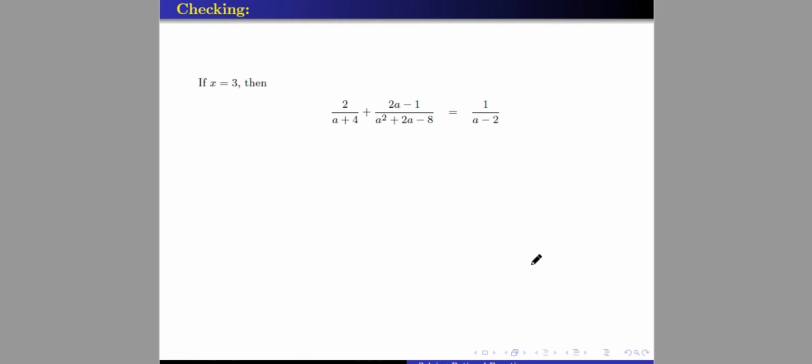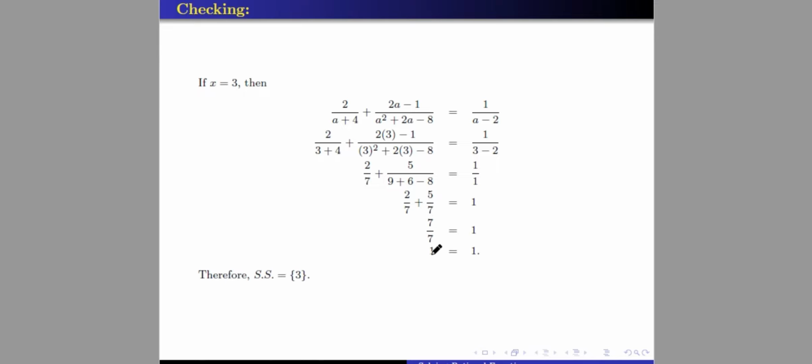So again, we need to check. So by substitution, we have this. So we have 2 over 7 plus 5, because 2 times 3 is 6 minus 1, 5. Then divided by, we have 9 plus 6 minus 8. And on the right hand side, we have 1 over 3 minus 2, so we have 1 over 1. Then just operate. So 9 plus 6 minus 8 is just 7. So similar fraction, 2 plus 5 is 7, so 7 over 7 is 1. So 1 is equal to 1. Therefore, the solution set contains 3.